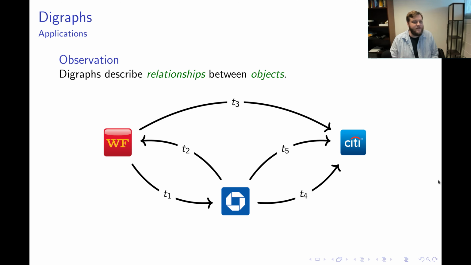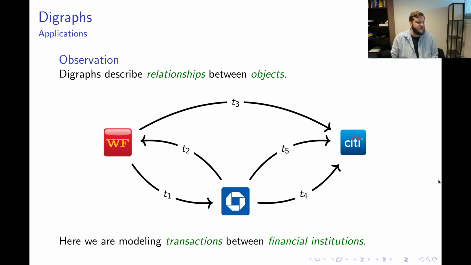Perhaps in this model, the arrows are meant to represent transactions between the institutions. So this arrow T1 here points from Wells Fargo to Chase Bank. That arrow would represent a transaction where Wells Fargo sent Chase Bank some money. Over here, maybe I have this arrow T4. T4 points from Chase Bank to Citibank, so that would represent a transaction from Chase to Citi. And you'll also notice that T5, our 5th transaction here, also goes from Chase to Citi. So there's no reason why we can't have 2 different arrows that start and end at the same locations.